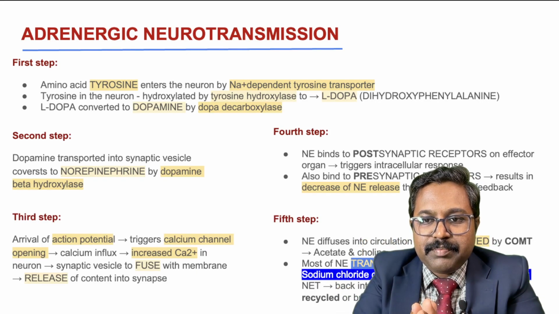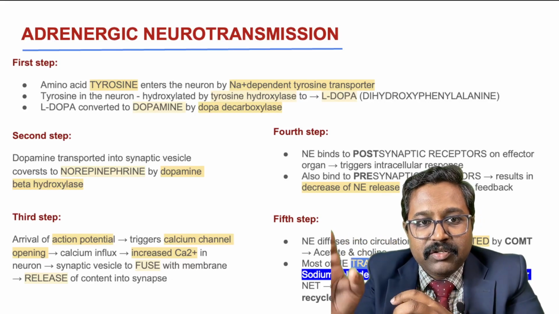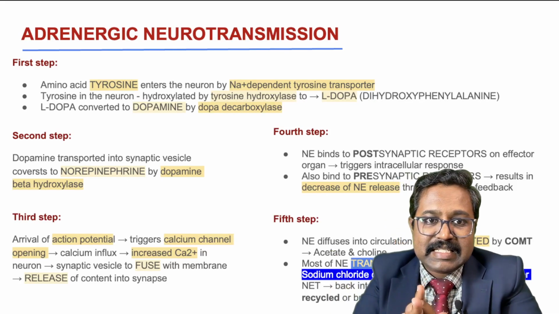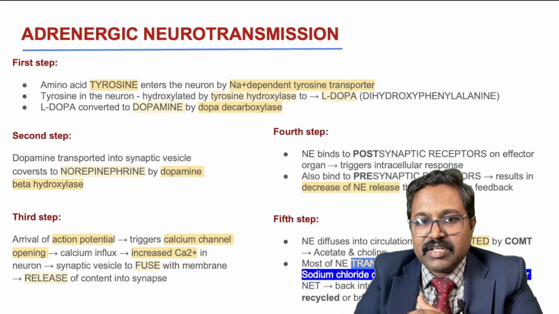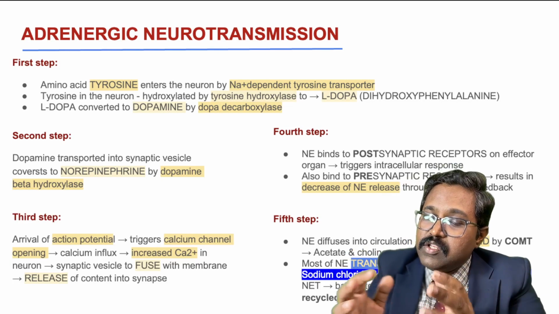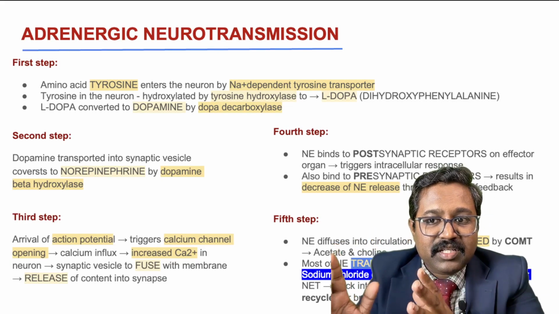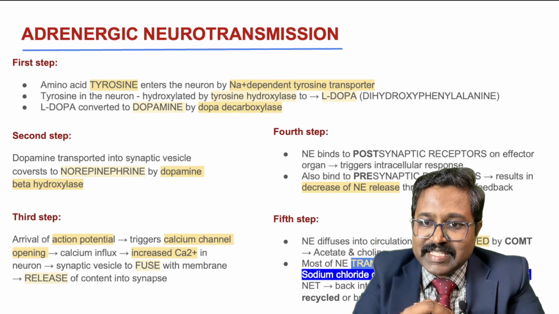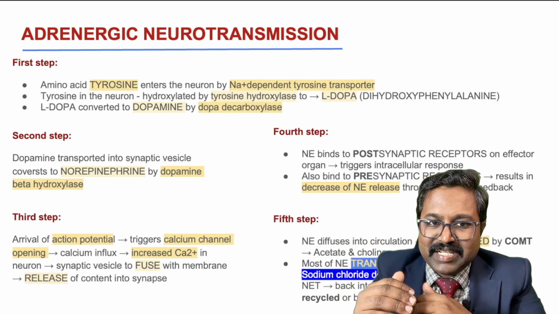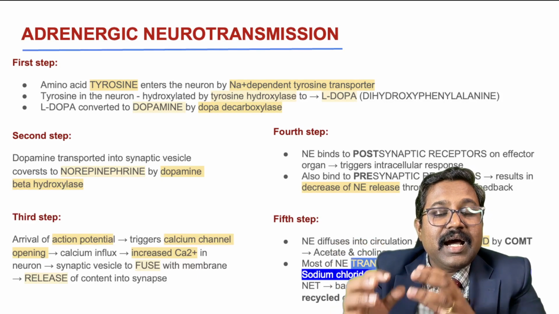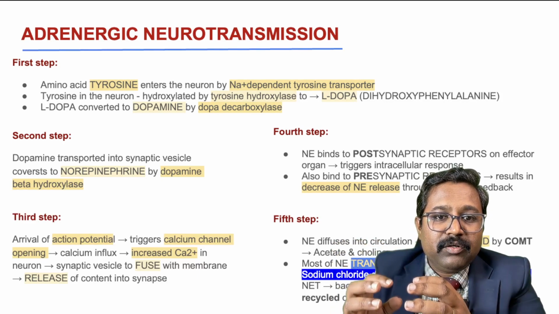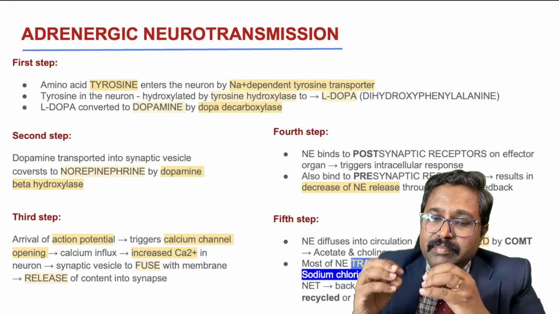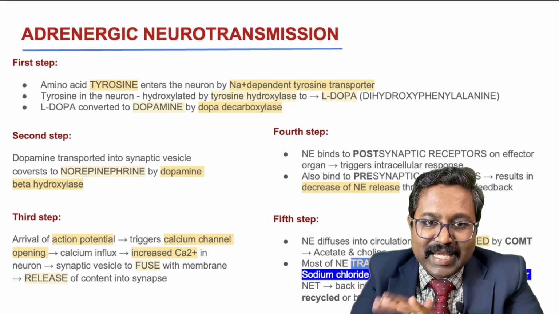So the fourth step is norepinephrine will bind to the postsynaptic receptors which are present on the effector organs, and they trigger some intracellular responses. And also some of the norepinephrine can bind to the presynaptic receptor, resulting in a decrease in norepinephrine release. In the presynaptic receptor, the norepinephrine will bind to the alpha 2 receptors, leading to inhibition of the release of norepinephrine into the synaptic cleft because of their negative feedback mechanism.